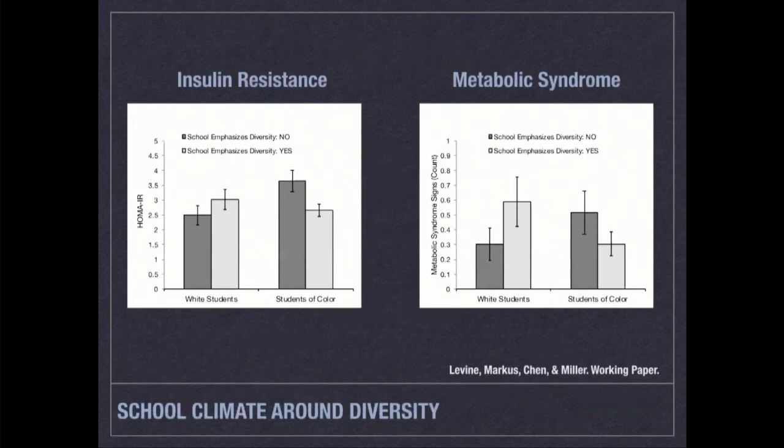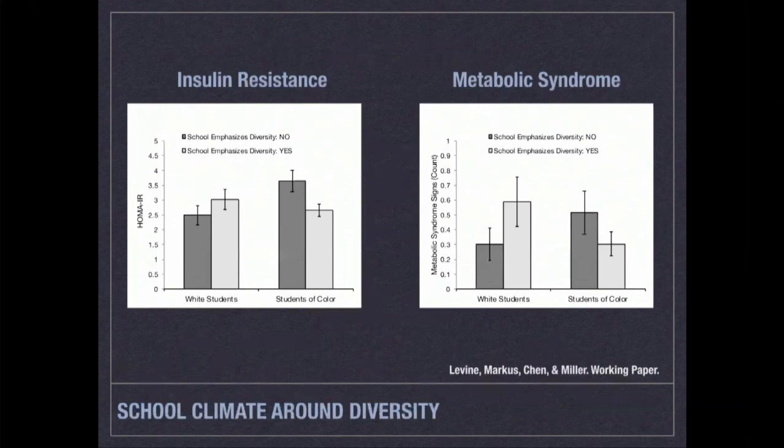And what you can see from these data are that for students of color, being at a school that emphasizes the value of diversity, it doesn't have to be racial diversity, it can be diversity along socioeconomic lines or along sexual orientation lines, is associated with better cardiometabolic health. And this is independent of over a dozen family-level and school-level covariates that might pose alternative explanations here. For the white students, it actually seems to go the other way, that diversity is associated with worse health, which is actually quite consistent with a lot of the emerging literature in social psychology on the threat interpretations that white students often make when diversity comes up.